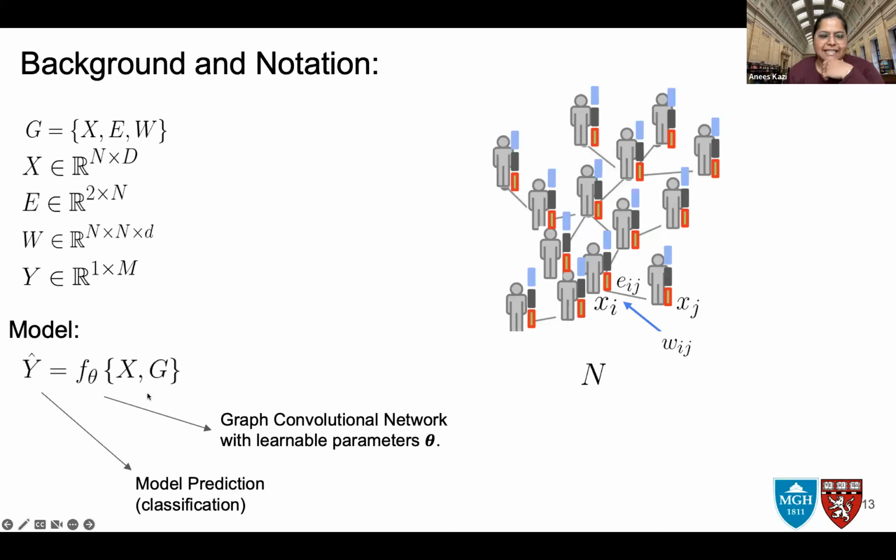And our model is as simple as this. Given the input features and the graph, our graph convolutional network has to predict the class. Here, let's say our problem is classification. So basically, this problem turns into node classification problem. We want to classify each node or each subject into a particular class, right?